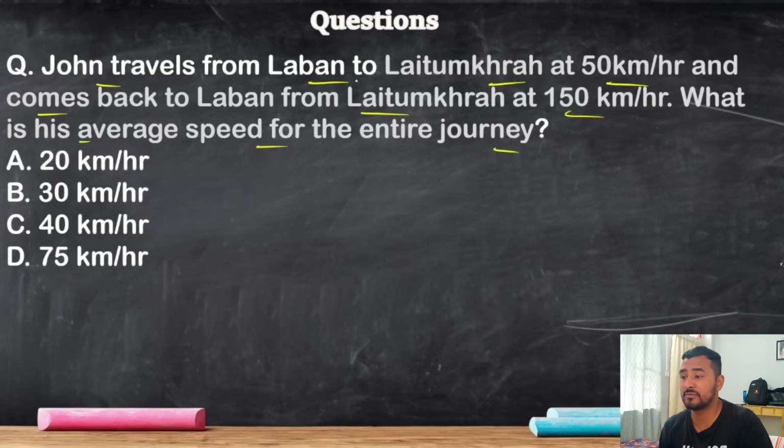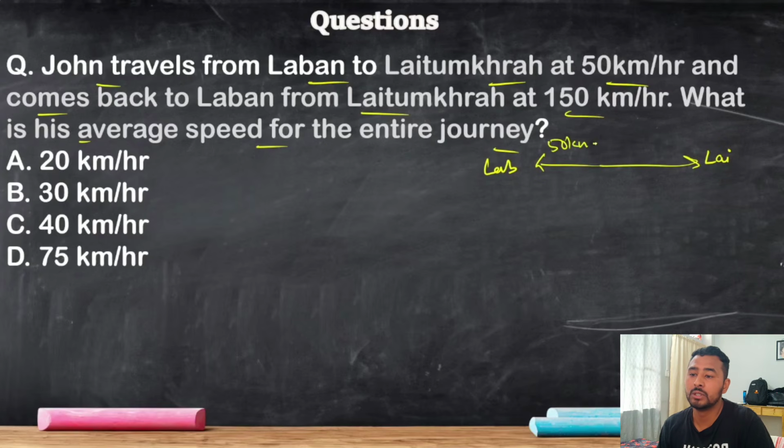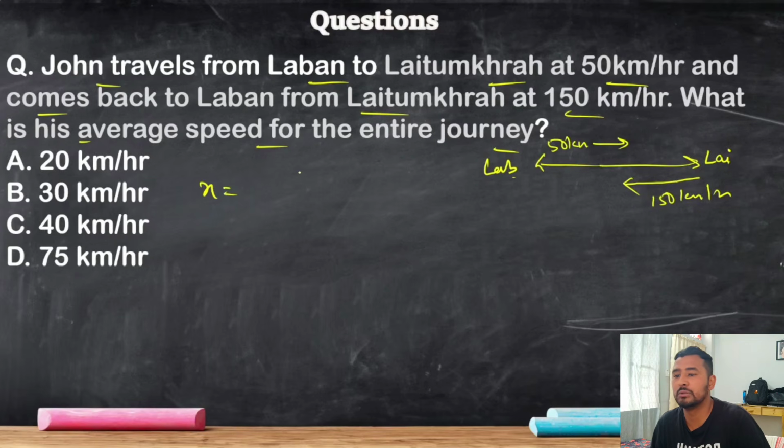So what happens first? Suppose this is Laban and this is Lamukra, and this is Laban. So John started from here at the speed of what? 50 km per hour. He went from Laban to Lamukra at 50 km per hour. Now he returns back from Lamukra to Laban at a speed of how much? 150 km per hour. So what is the average speed? So x is 50 km per hour first, and then y is 150, same way like we did in the last question. Now you know average speed.